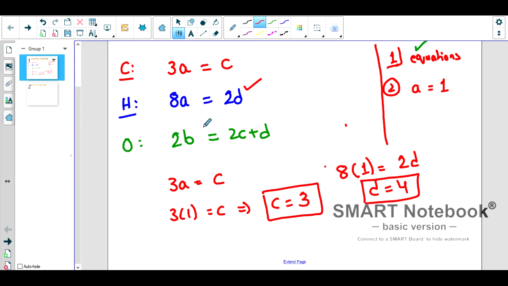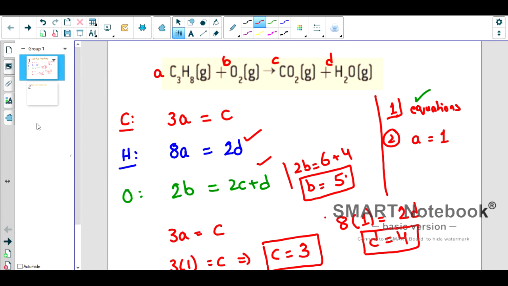Now I want the value of b. I put the values in this equation and I will get my b here. So what will that be? 2b equals what? 2 into c. The c value is 3, so 2c will be what? 6. 6 plus 4 is 10. So b will be what? b will be 5. I got my 4 variables. Now if I replace them in the question, my equation will be balanced.